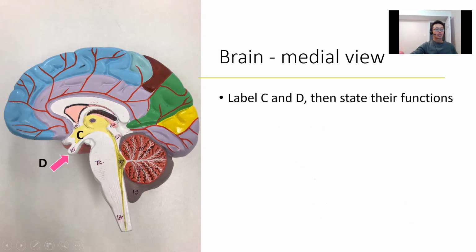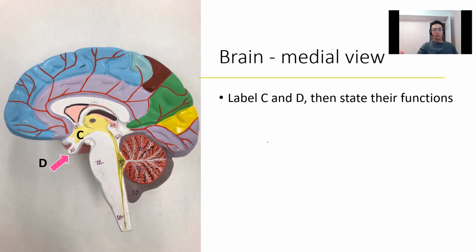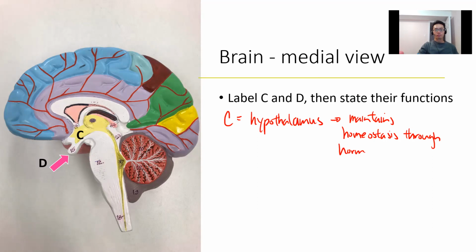Next one, C and D. Okay, so C, as I just mentioned, is the hypothalamus. What it does is it maintains homeostasis through hormones. Okay, and we will learn about all the hormones later on.